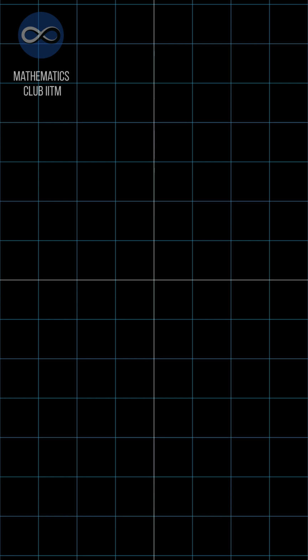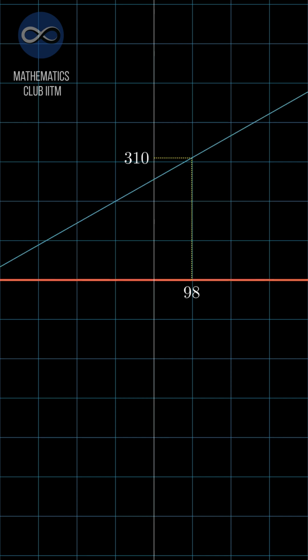Are you sure you understand lines? An American on a hot day would say, it's 98. But a scientist would say, it's 310 Kelvin. If we plot all the pairs of points that the American and the scientist would say, we would get a line. Here, the x-axis represents the Fahrenheit scale and the y-axis represents the Kelvin scale.